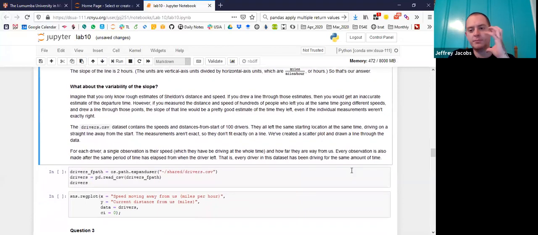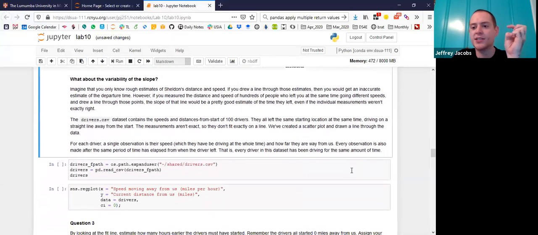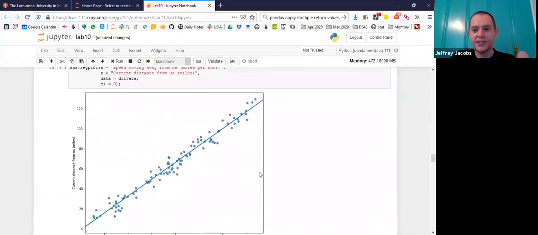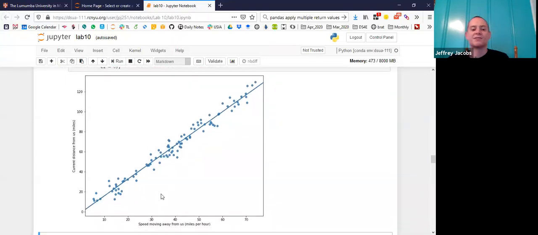But that's assuming that we know exactly Sheldon's position, right? We know exactly his distance from us, but let's say we just had estimates. Like we went down the road and we asked people, oh, how long ago was Sheldon here? And they estimate it, right? We might have a data set that looks like this, where each point is an estimate of his distance from us, and each point on the x-axis is a speed that he was driving.